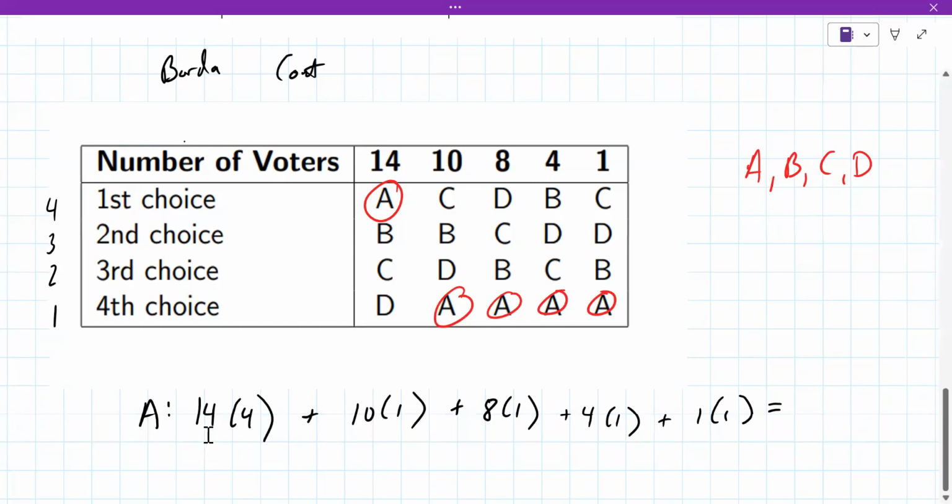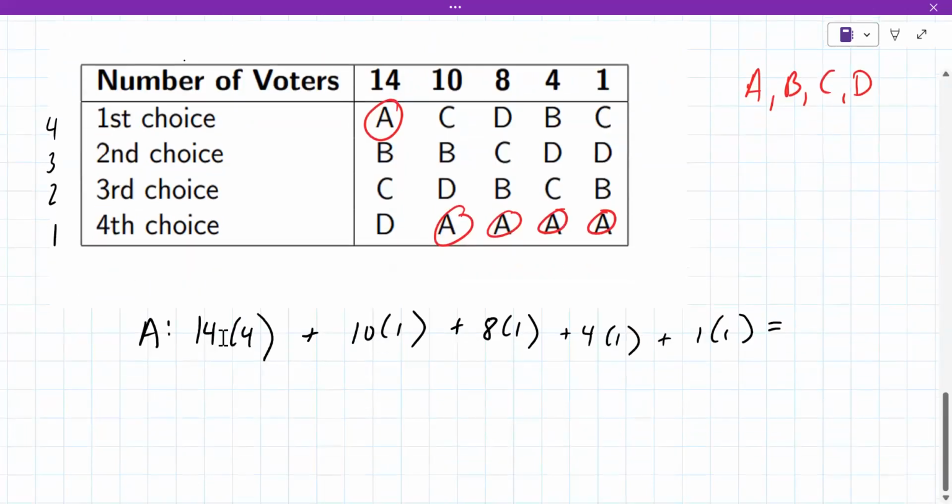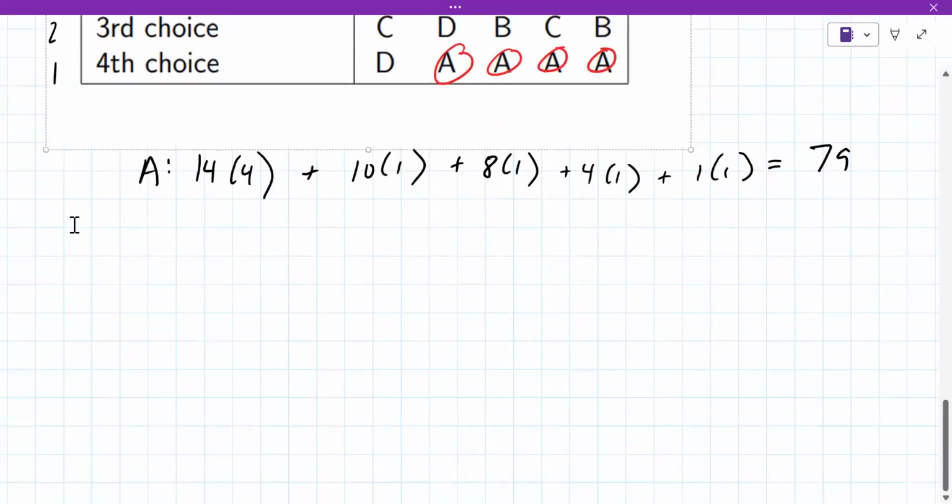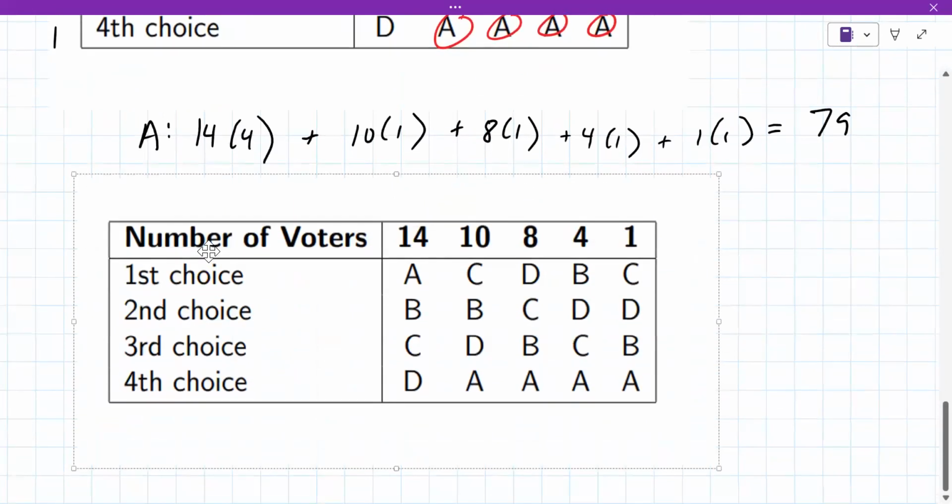Is that okay? Yeah. What is this? 56, 66, 74, 78, 79. This looks super familiar, like we did this once before. Okay, same thing for now we do B.